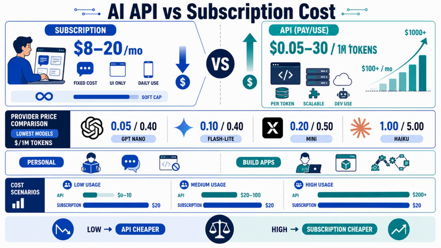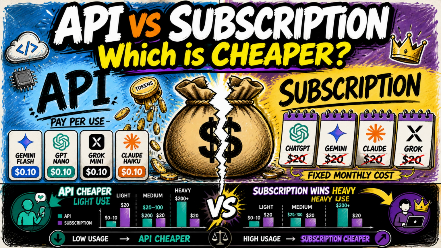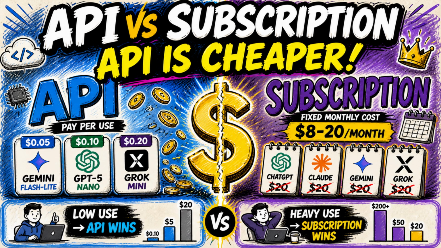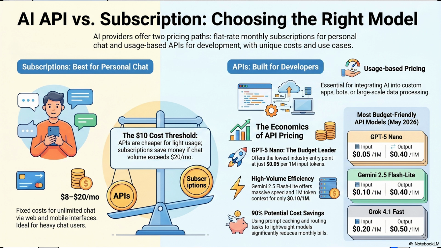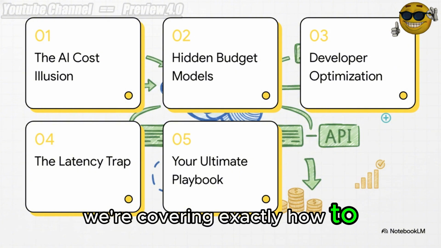Are you hemorrhaging cash on $20 monthly AI subscriptions when the actual underlying technology costs literal fractions of a penny? You're probably trapped in a consumer pricing model that's specifically designed to shield you from the true, unbelievably cheap economics of raw AI computing. In this explainer, we're covering exactly how to break free.